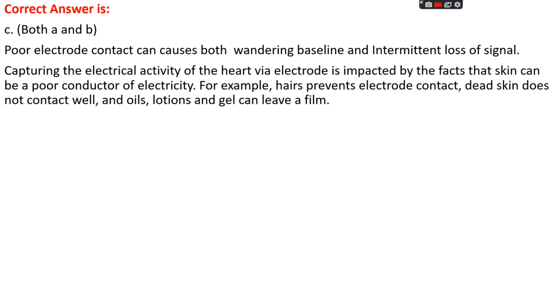Capturing the electrical activity of the heart via the electrode is impacted by the fact that the skin is a poor conductor of electricity, for example hair prevents electrode contact. Also, dead skin does not contact well, and if we apply oil, lotions and gel, they also leave a film, which also prevents better contact of the electrode.